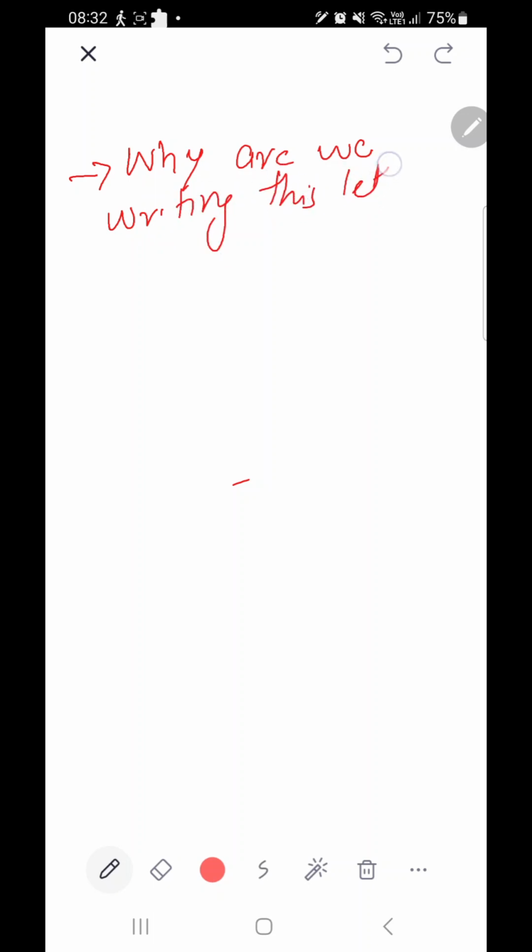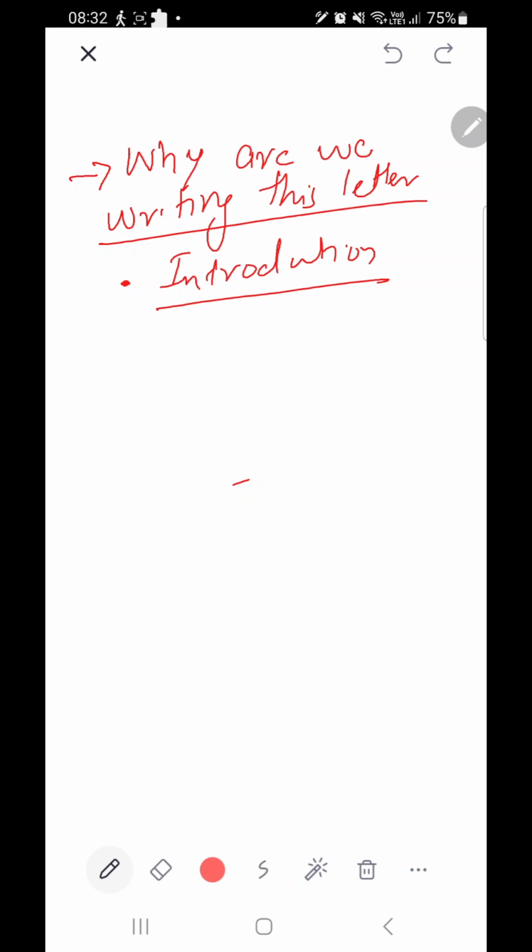That is, why are you writing this letter? So, purpose can be defined in simple words: why are we writing this letter? Now, this has to be clear in the introduction. You must clearly define your purpose of writing in the introduction. Commonly, it's a myth or commonly held belief that purpose is the intro. It's not the case.